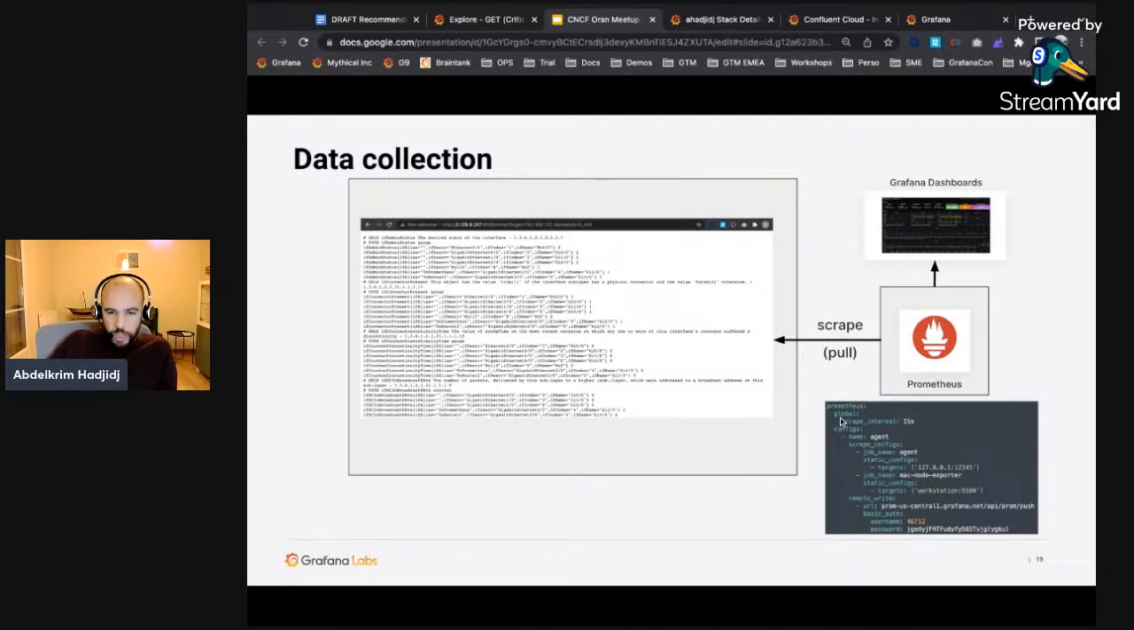And the configuration is pretty simple. You say, okay, this is my Prometheus. I need to monitor this target, which is on 127.0.0.1, port 12345, and I want to monitor it every 15 seconds. And then the result of that is stored in Prometheus, and then you use Grafana to monitor. So it's pretty simple. This is how it works.